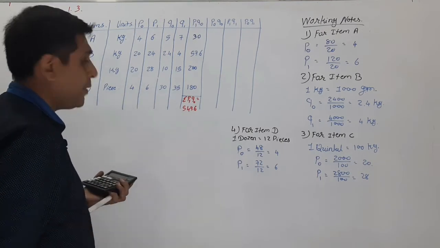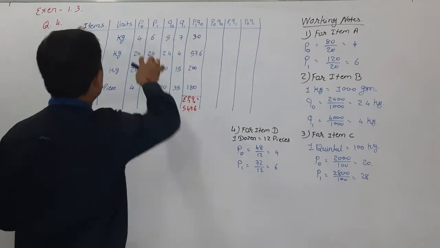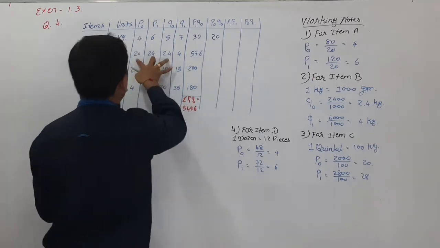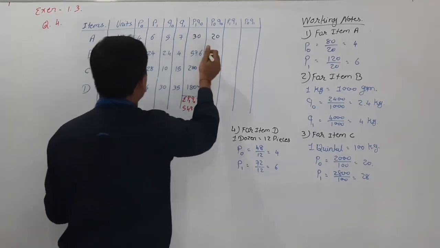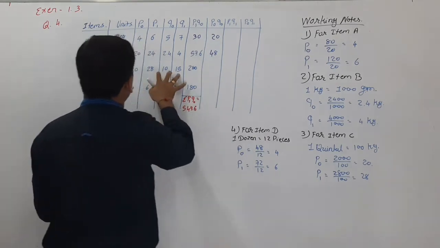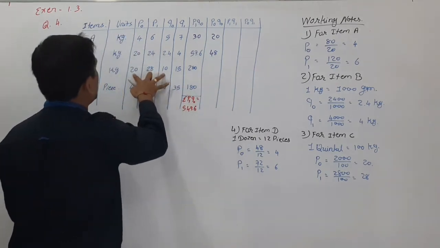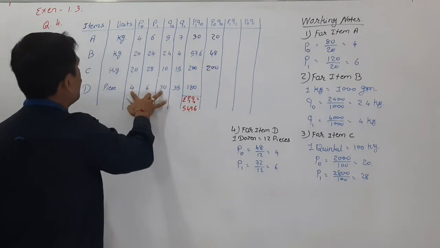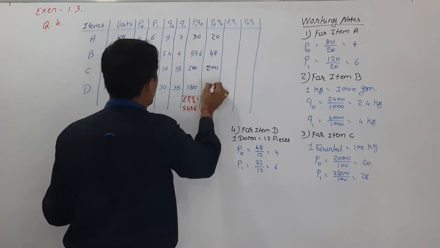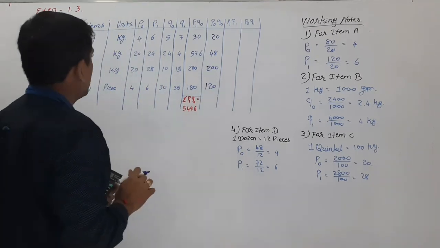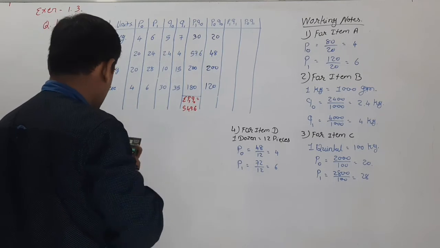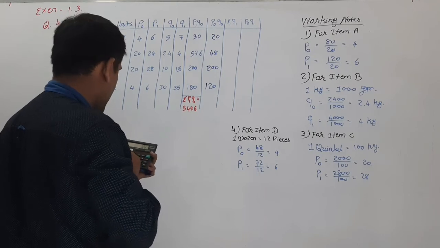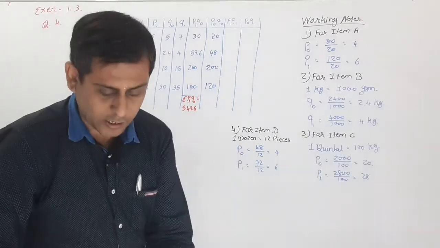Now the multiplication of P0 Q0. P0 Q0 means 4 5s are 20. 20 into 2.4, 48. Then P0 Q0, 20 into 10, that is 200. And the last one is 30 into 4, that is 120. Make the total here: 20 plus 48 plus 200 plus 120. The answer is 388.